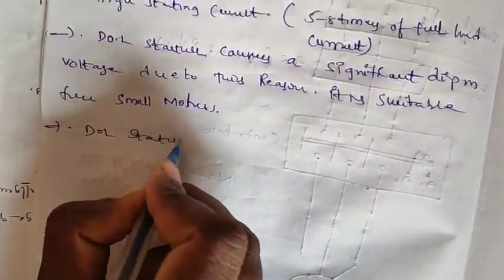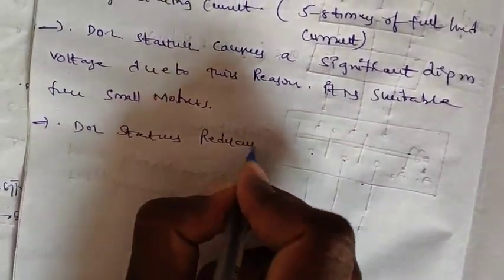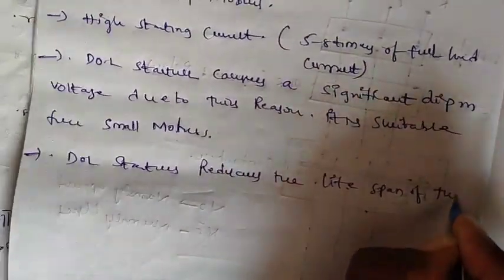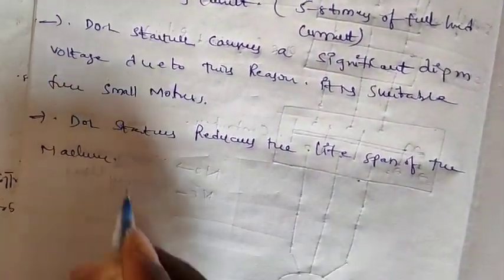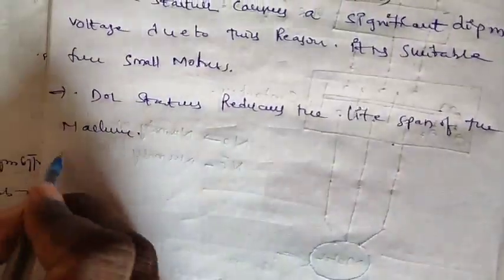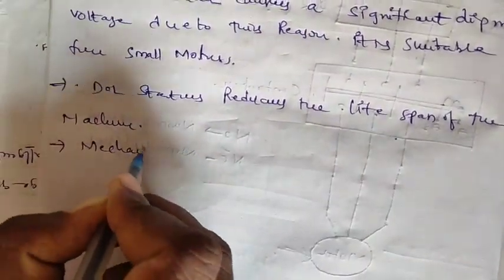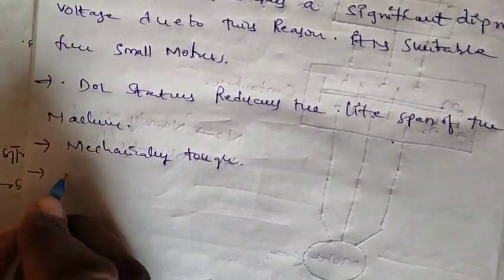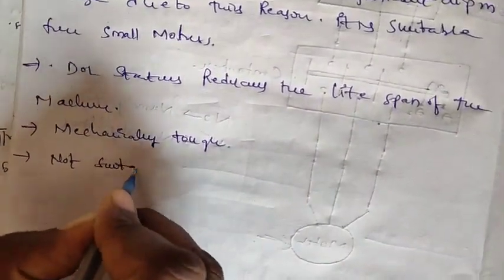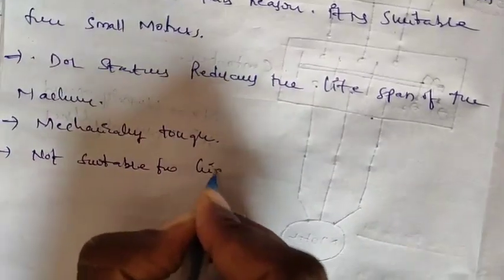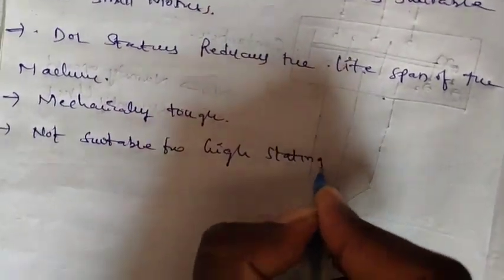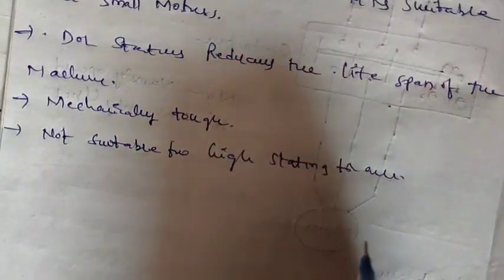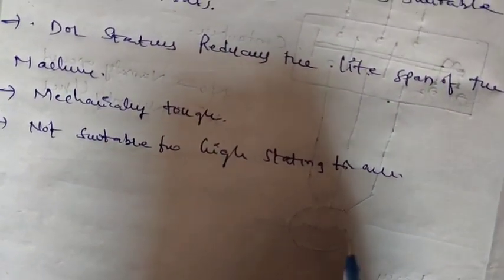The DOL starter reduces the lifespan of the machine. It's mechanically tough. So it is not suitable for high starting torques.